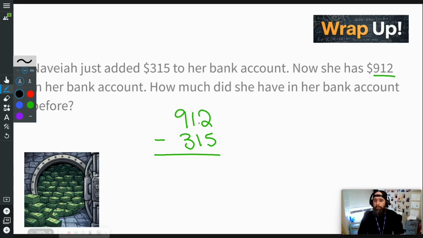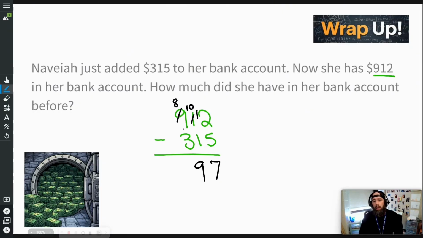2 minus 5, can't do it. Borrow 1 from 1 and call you 0. 12 minus 5 is 7. 0 minus 1, can't do it. So borrow 1 from 9 and call you 8. 10 minus 1 is 9. 8 minus 3 is 5. And the question is asking, how much money did she have in her bank account? Well, she had $597 in her bank account.